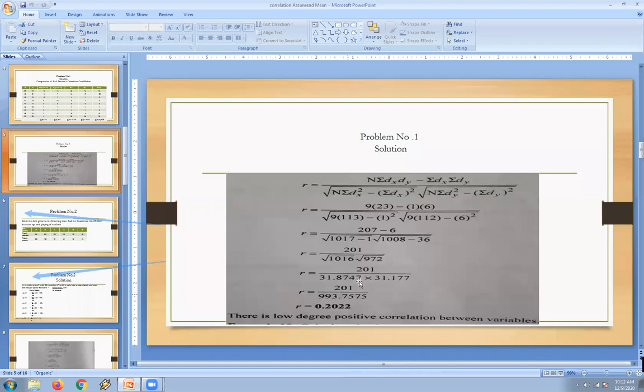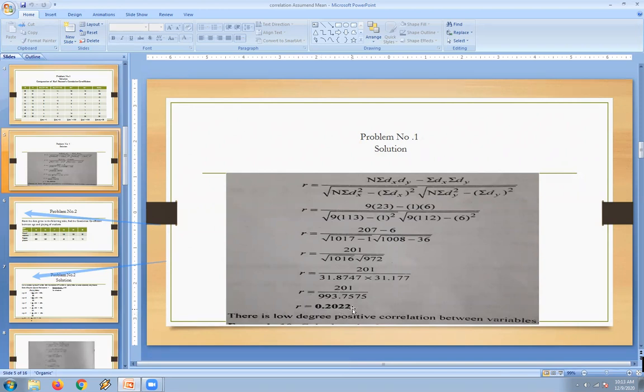And then r equals 201 divided by, multiplying these square roots we have found, 31.8747 into 31.177. The product of these two is 993.75. Then we divide it. We are getting a positive correlation, that is 0.2022.